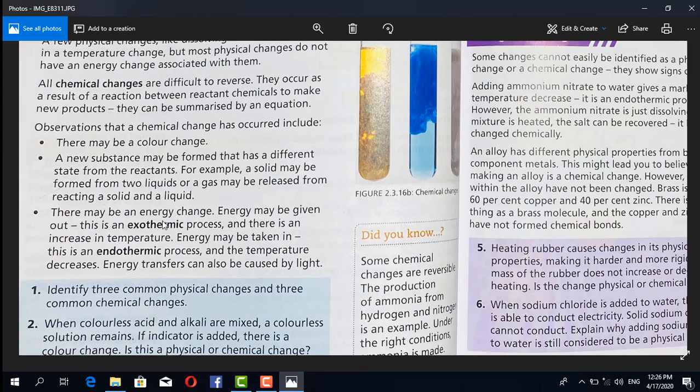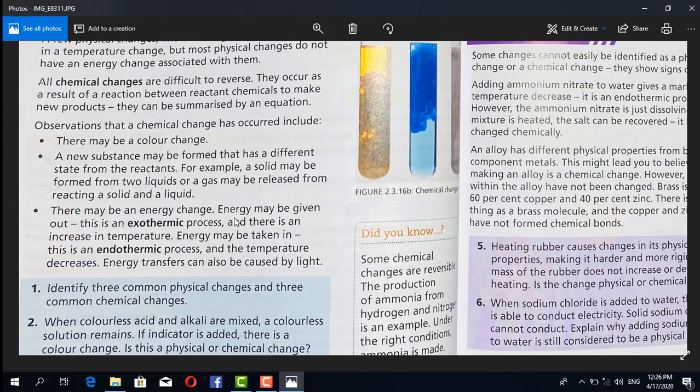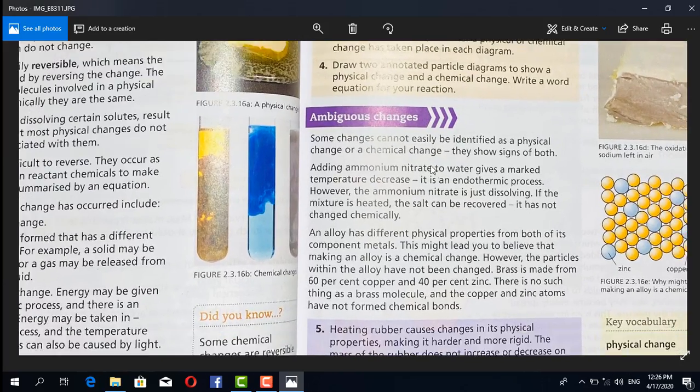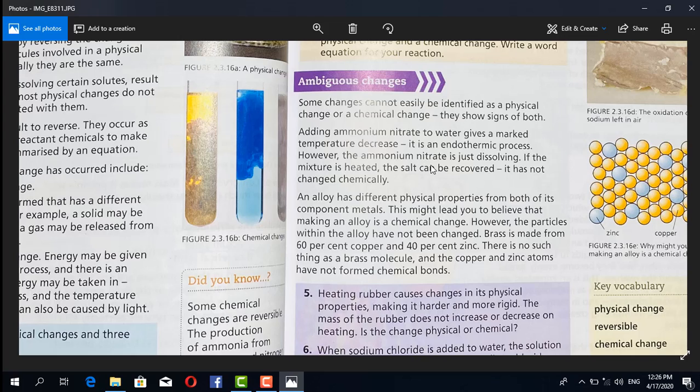Like a solid formed from two liquids, or a gas may be released from the reaction. And also there may be energy change, like energy can be given out as an exothermic process, and it will be like a slight increase in temperature, or it can be taken in and the temperature decreases, and also energy transfers can be caused by light. We've got here another type of change, which is the ambiguous changes, which happen to be in between. Sometimes it has the physical property, and sometimes it has the chemical sort of change. So they show signs of both.